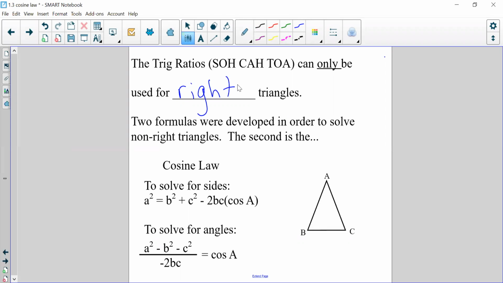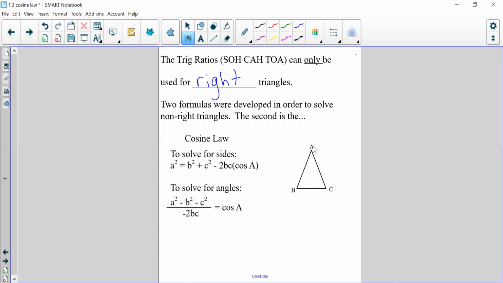If we don't have what I call the loop of information, like what we have for sine law, then our only other option, if we can't do SOHCAHTOA, is to use cosine law. So again, sine law is if you have an angle and the opposite side known to you, those values are given. That would be sine law. If you don't have that, it's going to be cosine law.